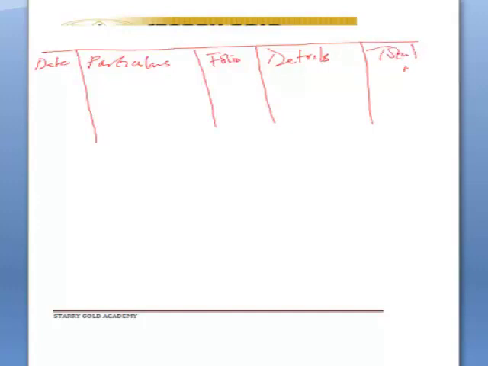We'll have our date, we'll have our particulars, then we have our folio, which is used for referencing. We have our details, and we'll have our total amount. So this is the specimen of our sales day book.